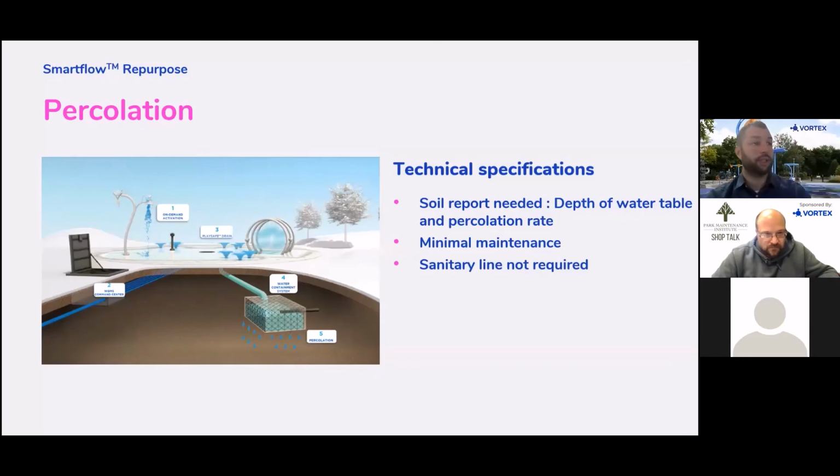We have a percolation tank option. So this will allow you to redistribute the water in the ground instead of sending it to sanitary. It's super important to get a soils report that indicates the depth of the water table, because we need to be above the groundwater a minimum of 3 feet, and understand the percolation rate, which is the speed at which the water will seep through the soil. This will indicate to us how big the reservoir needs to be.